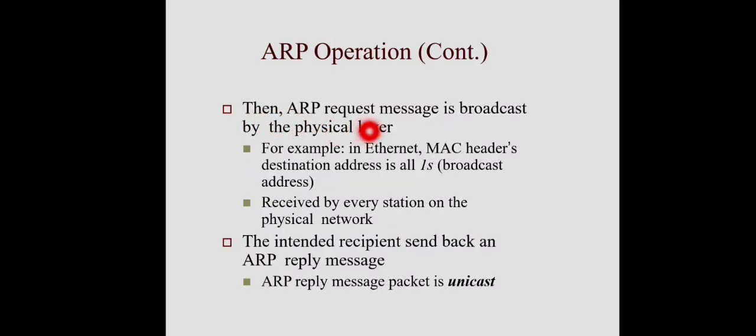And we should know to which machine we have to send this request, right? This ARP request message is broadcast by the physical layer. For example, in Ethernet, the MAC header's destination address is all ones. If the destination address of the data frame carries all ones, that means this frame will be received by all the machines within the local area network. And the intended recipient sends back an ARP reply message. Everyone will receive it and check whether the IP address belongs to its own IP address. If not, the frame will be rejected, and only the actual destination whose IP address is in this ARP request will respond with the corresponding MAC address.